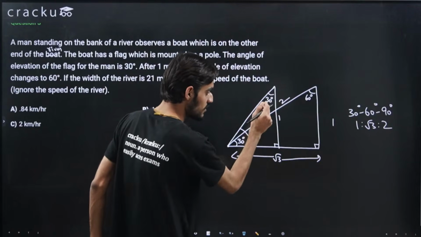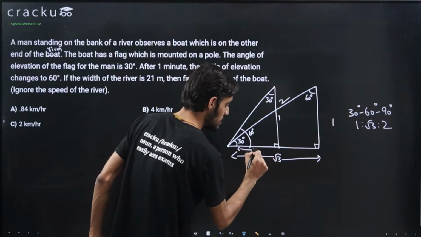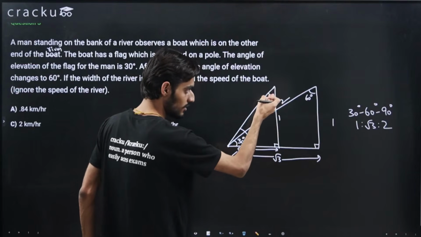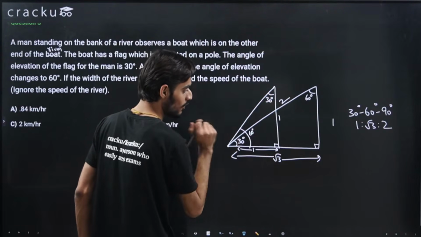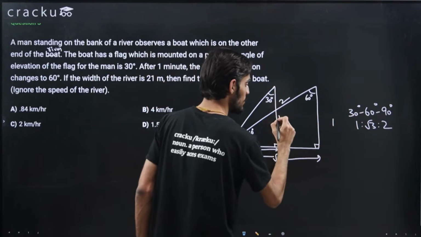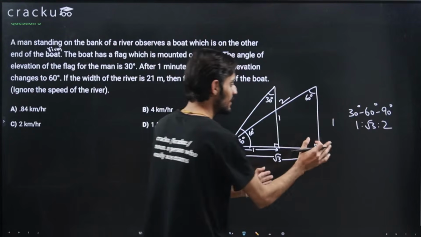And in this triangle, in front of 30, the ratio wise it will be 1. So this particular distance is 1. So the side in front of 30 degrees is equal to 1, and the side in front of 60 degrees will be equal to root 3. So this will come out to be root 3. But we have already let this value as 1, so we can just equate the ratios.